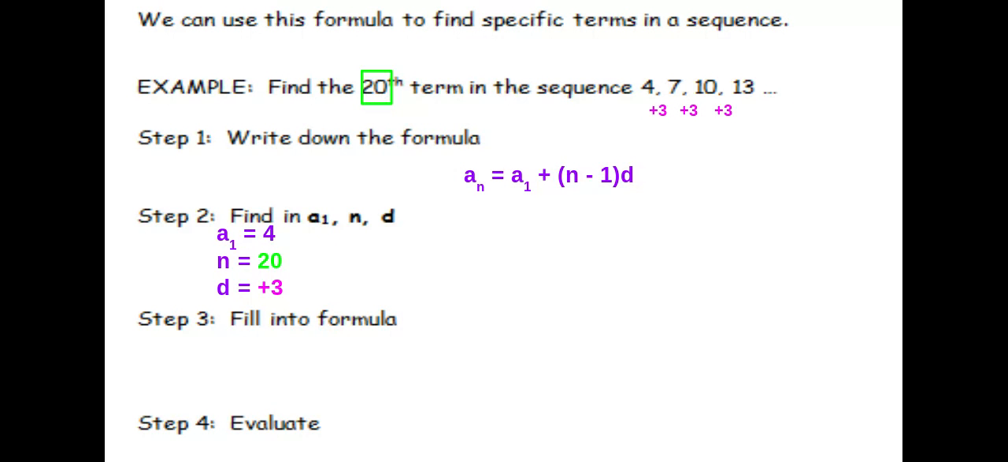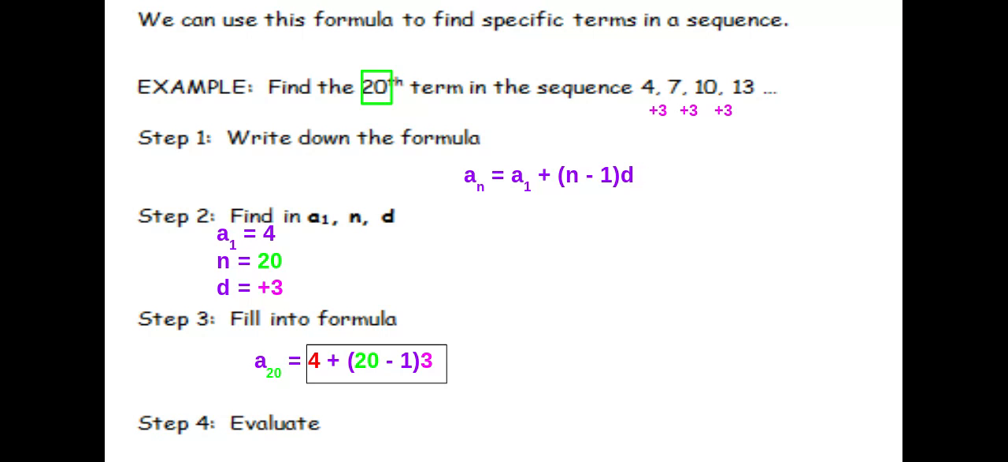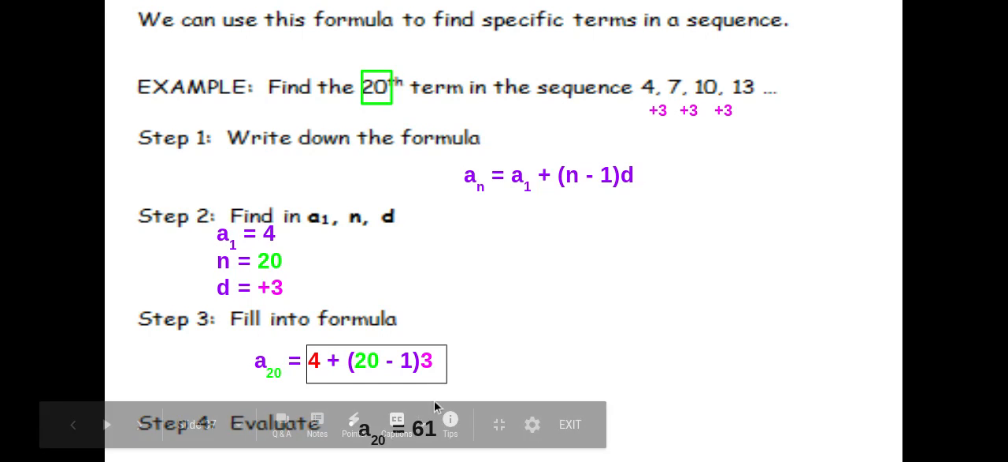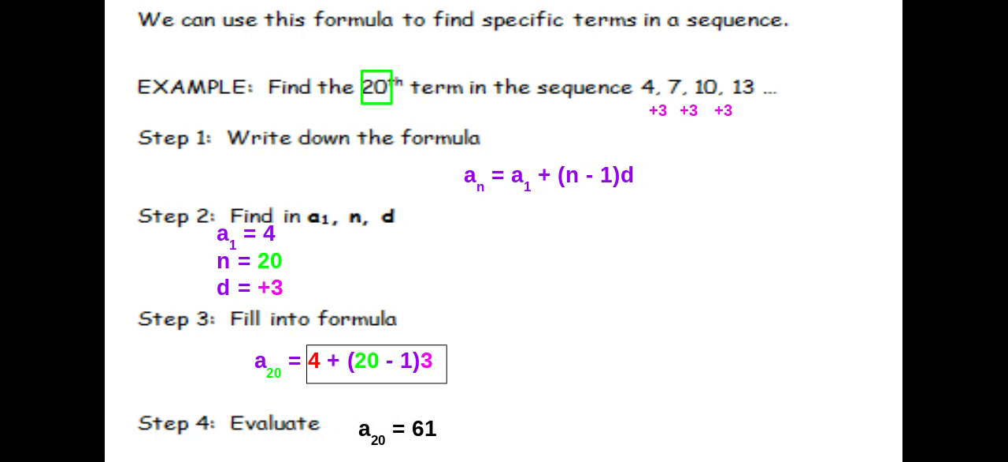Your next step is you're going to fill the information into the formula. Since n is 20, we're going to put that down here just to remind us we're looking for the 20th term. We're going to plug 4 in for A sub 1 because that's our first term, 20 in for n, and 3 in for d. Now your next step is just to evaluate. So you're going to plug this into your calculator, and you should get A sub 20 equals 61. This is not changing the A sub 20. The A sub 20 stays there. It's the 61 that actually gets a number to it. So all that tells us is the 20th term of the sequence is 61.